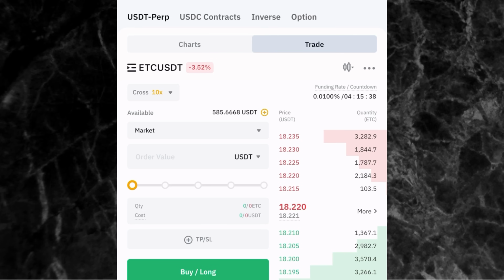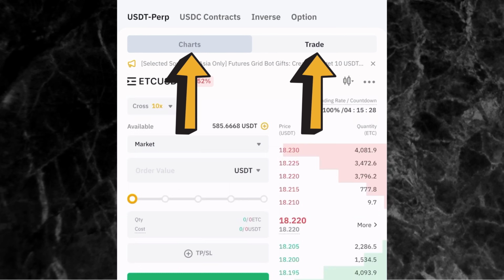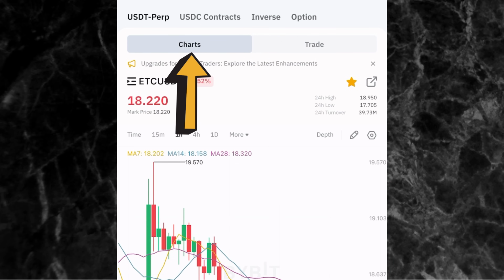So the first thing is to transfer your funds to your wallet. Now, once you've done that, at the top of the screen you can see where you have chart. If you tap on trade, this is where you can take your trades. Now, I'm going to start with where you have chart right here.